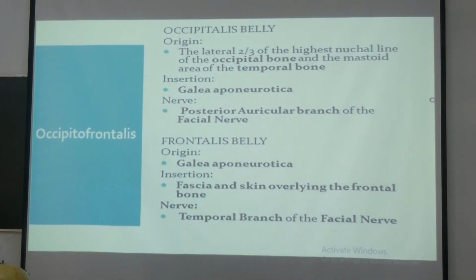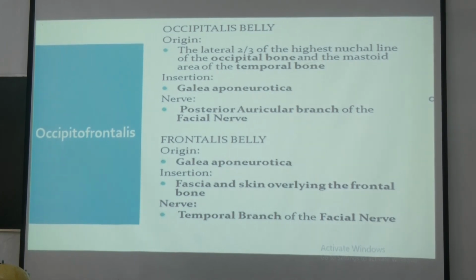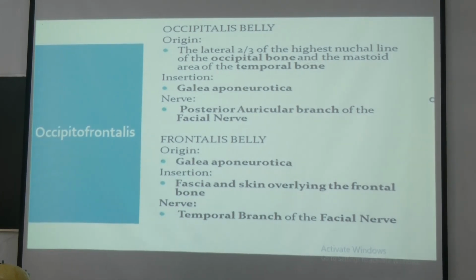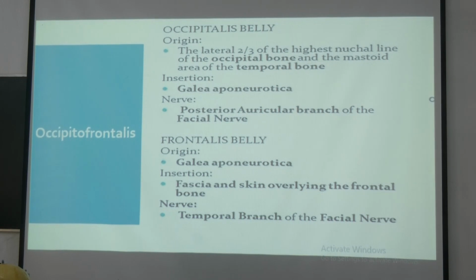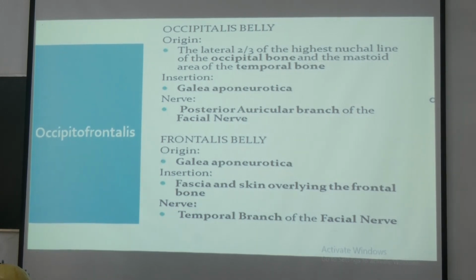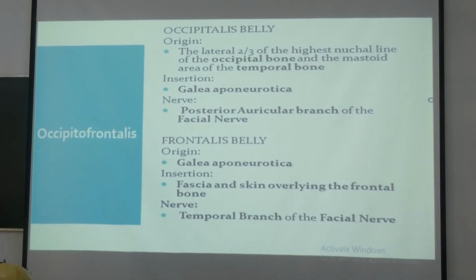Where is the highest nuchal line? On the occipital bone. And where will you get the insertion? Galea aponeurotica. So tell me something about galea aponeurotica. It is just an aponeurosis.